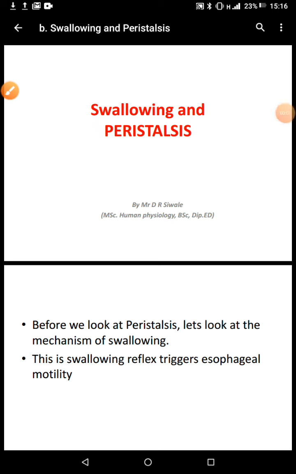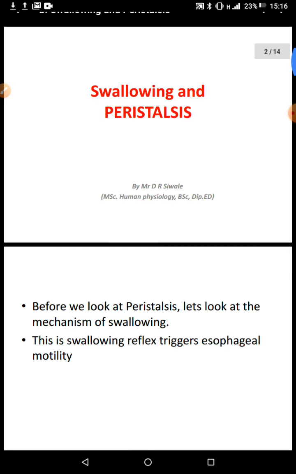Hi everyone, let's look at swallowing and peristalsis. Okay, the normal physiology of swallowing, the normal physiology of peristalsis, so that later on we may appreciate the pathologies associated with swallowing and peristalsis.